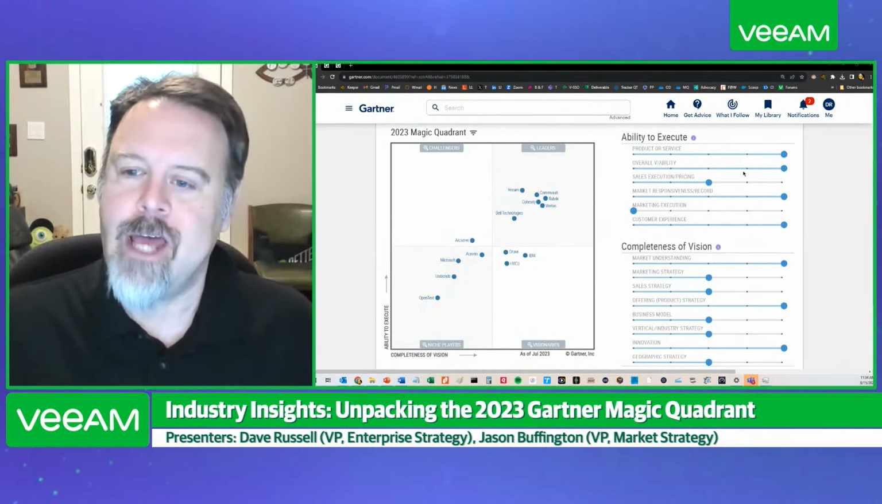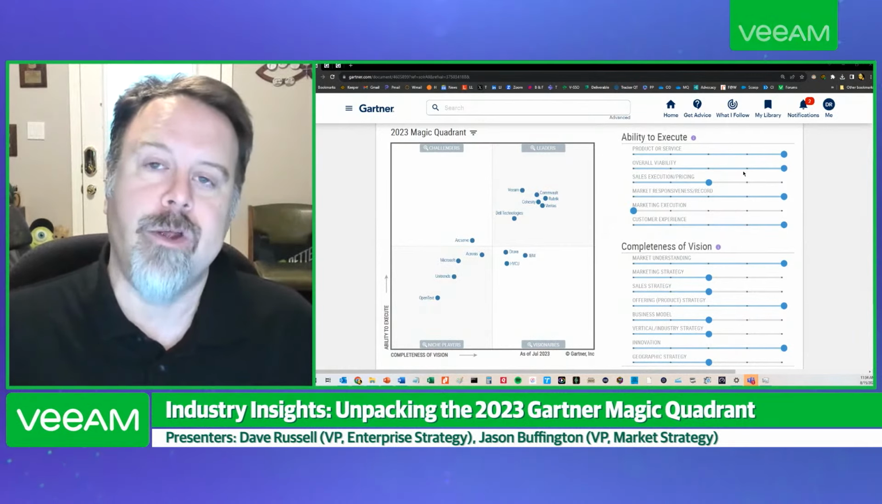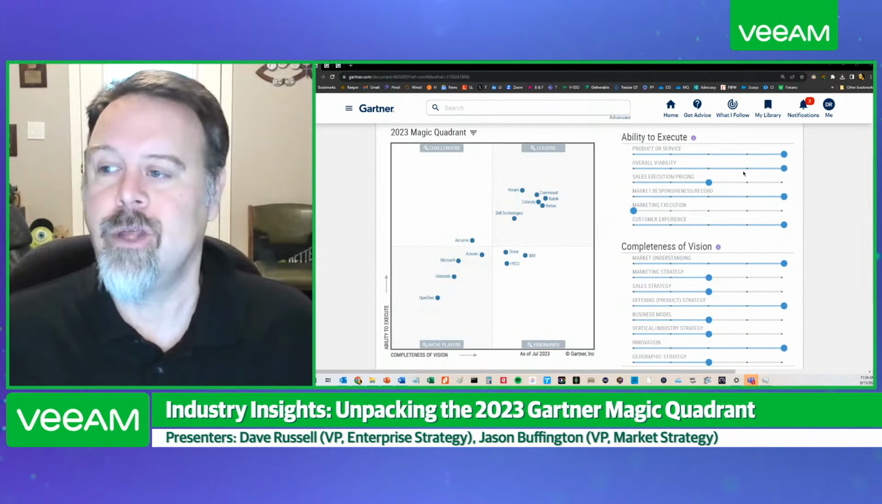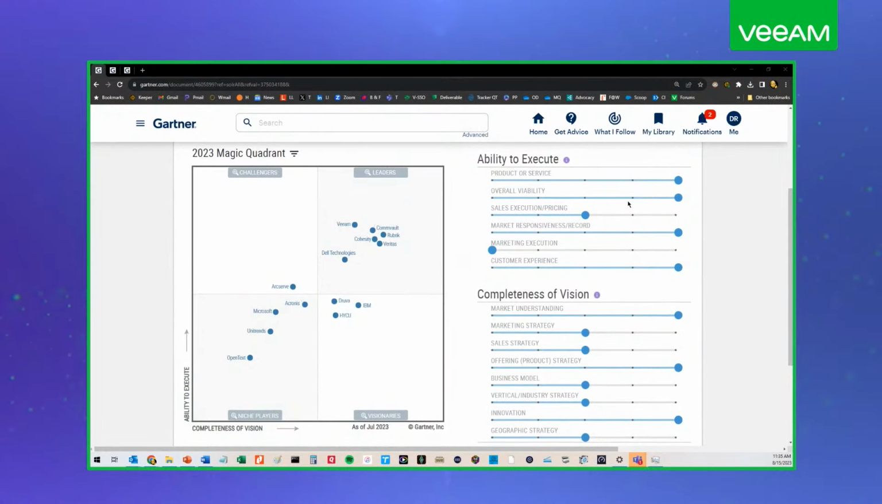But these sliders are really interesting because they show what the Gartner analysts think are the important things that matter in 2023. Your values and priorities might actually differ. Let's talk about that for a second. Anyway, first comments, product versus company, and then let's get nerdy on some of these sliders.